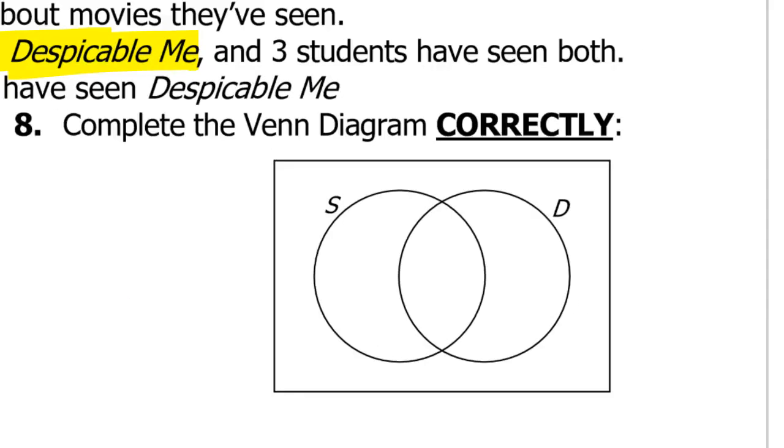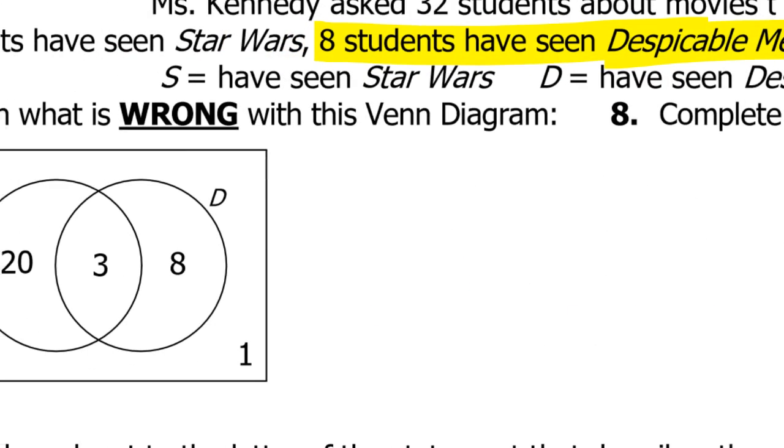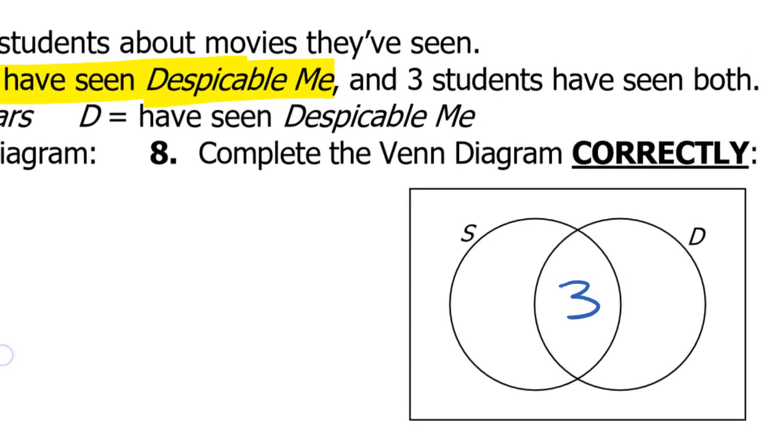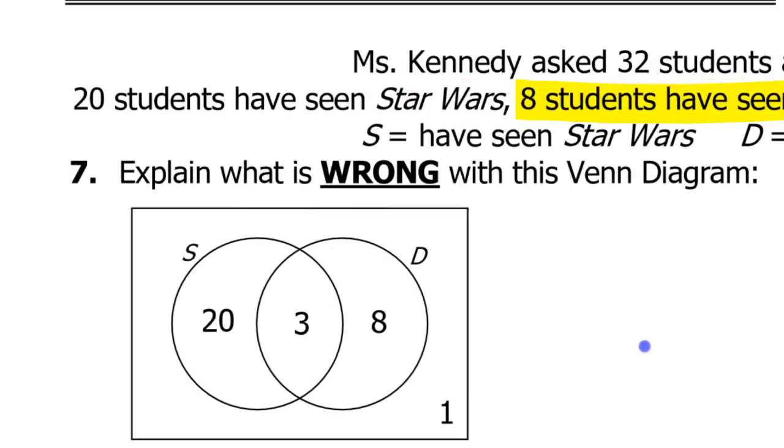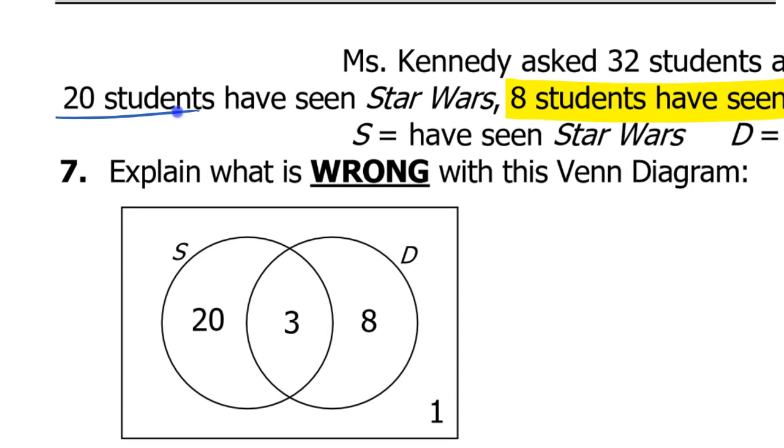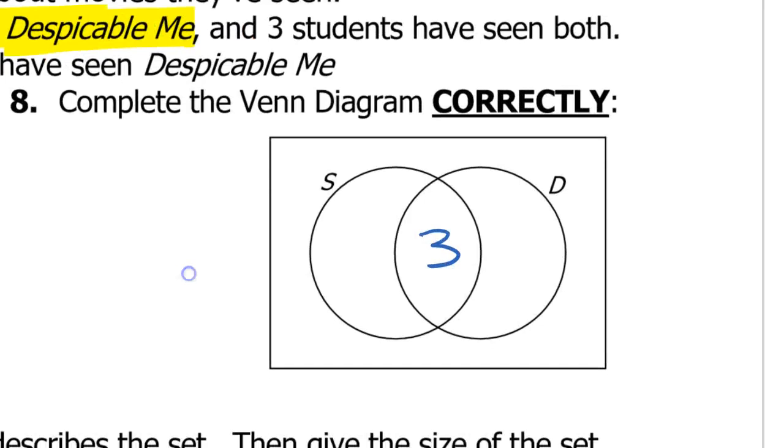Okay, so fine, we know that 3 students have seen both. So putting the 3 in here, that part was correct. Now, if there are 20 students that have seen Star Wars, we've already accounted for 3 of them right here. So how many does that leave for this part of the diagram? This must be 17, all right? So 20 students total have seen Star Wars. 3 of them also saw Despicable Me. 17 of them only saw Star Wars, but total of 20.